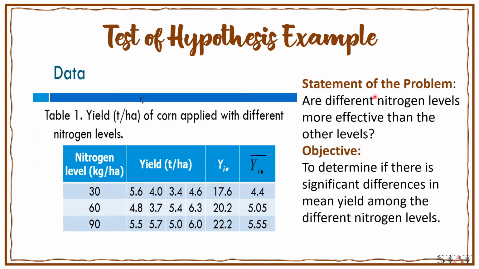So our statement of the problem is, are different nitrogen levels more effective than the other levels? So we need to conduct a hypothesis testing for this if we want to find out if there is a different effectivity for each level. So the objective is to determine if there are significant differences in mean yield among the different nitrogen levels. So if I apply 30 kilograms per hectare, will I have a similar yield if I put 60 kilograms per hectare or 90 kilograms per hectare? So we have to conduct a hypothesis testing.